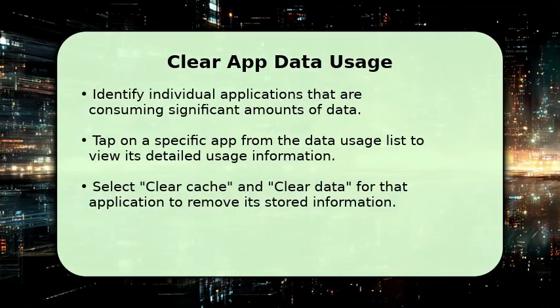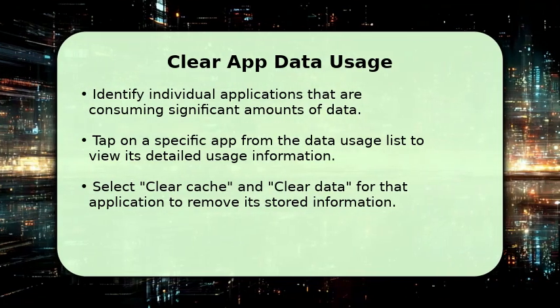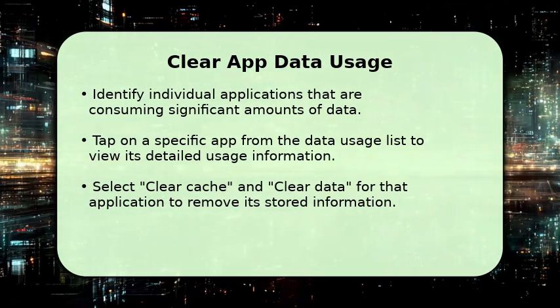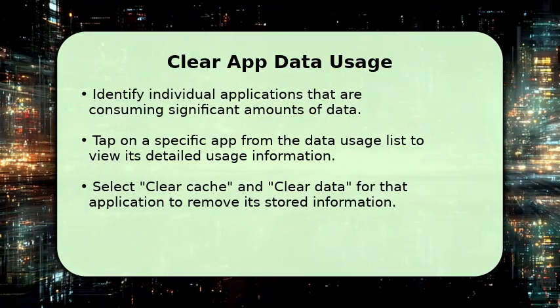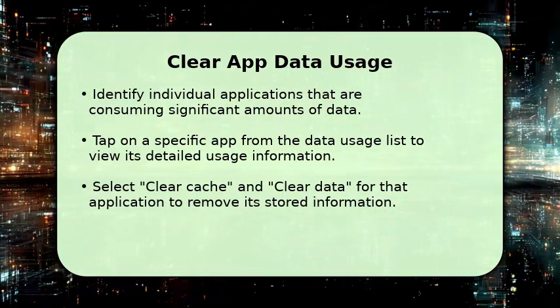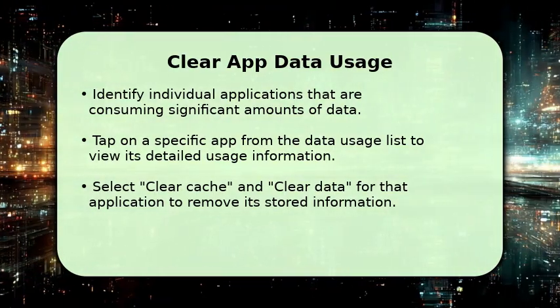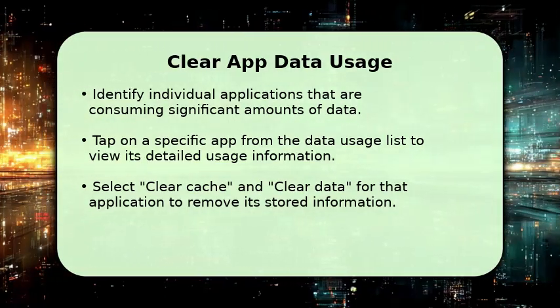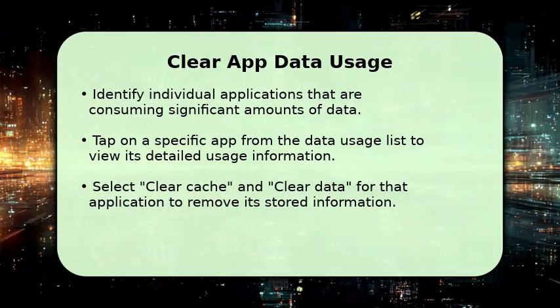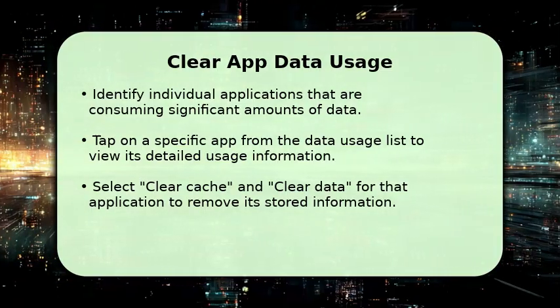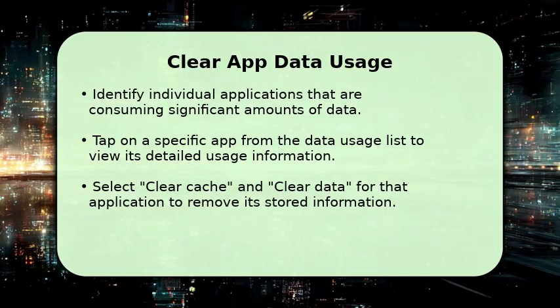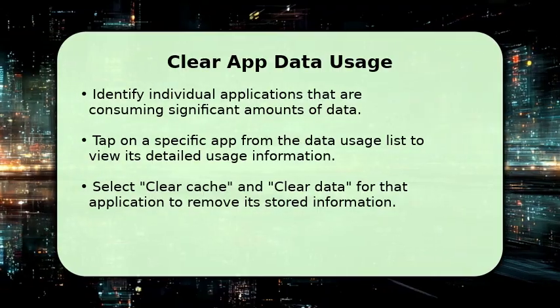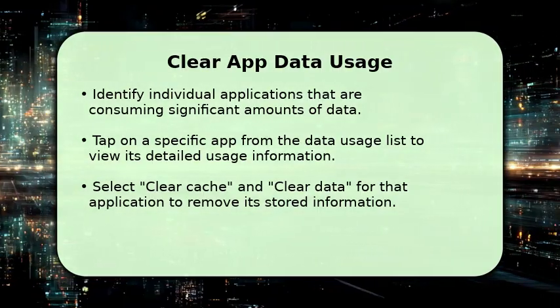Now, let's clear data for specific applications. Within the data usage screen, you'll see a list of apps and how much data each has used, perhaps hundreds of megabytes or even several gigabytes. Tap on an app that you want to manage. This will take you to its app info page. From there, you can choose to clear cache and clear data. Be aware that clearing data will remove all of the app's stored information, effectively resetting it.